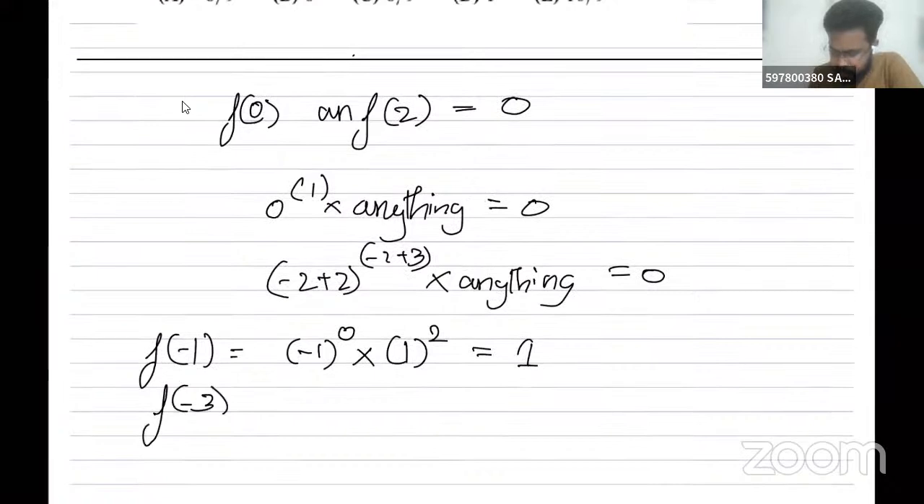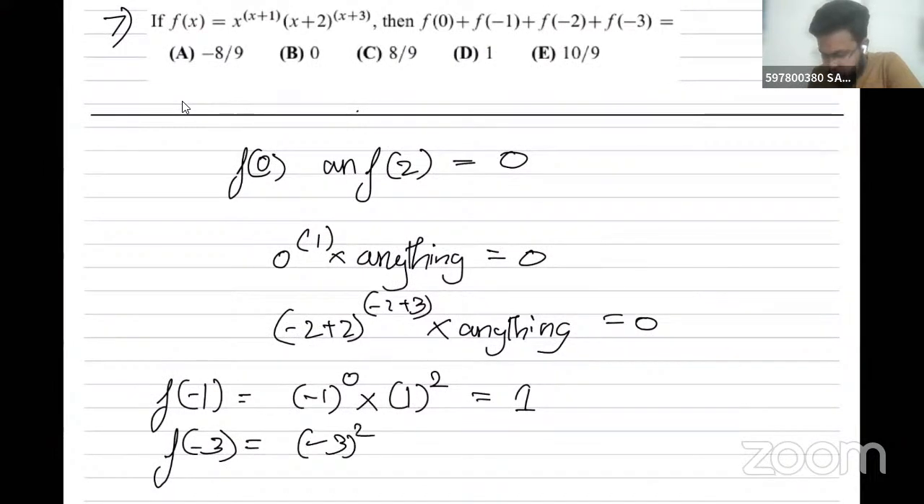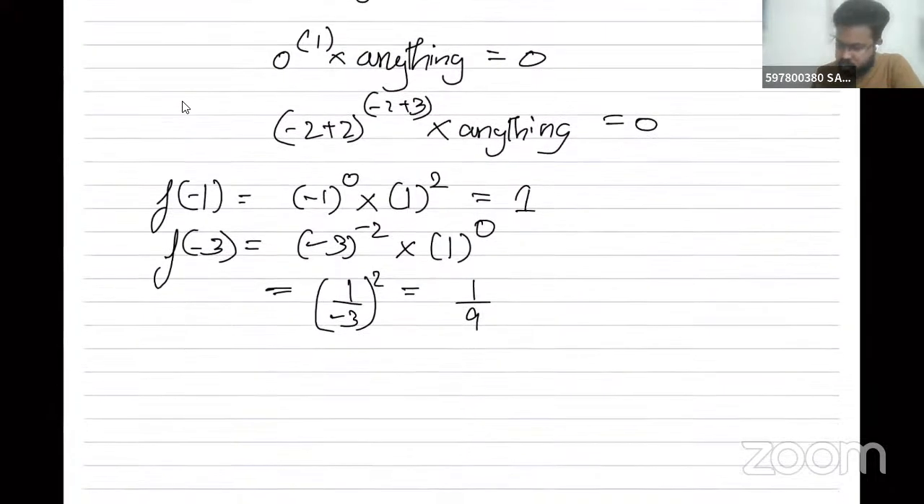And then f of minus 3 is equal to, you put minus 3 to the power minus 2, times 1 to the power 0. So 1 to the power 0 is again 1. It's not 0. So you get 1 upon minus 3 the whole square, which is equal to 1 upon 9. So you have to simply add 1 plus 1 by 9. This is equal to 10 upon 9. I see you guys have made the error that either you have taken minus 1 instead of 1, or minus 1 by 9 instead of 1 by 9, and got different answers.